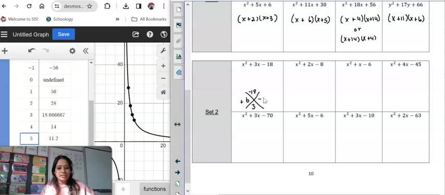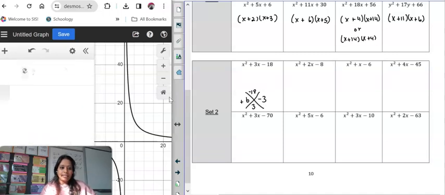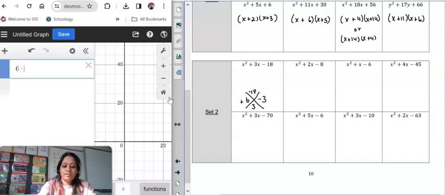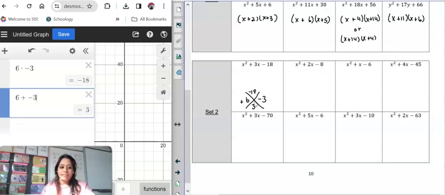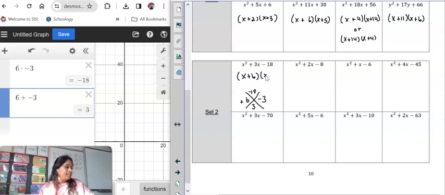So we can say 6 times negative 3 gives you negative 18. And then at the same time, let's see, 6 plus negative 3, is it positive 3? Yep, so it all checks out. So you have here x plus 6, and then x minus 3. Okay, so that's going to be our thinking here.